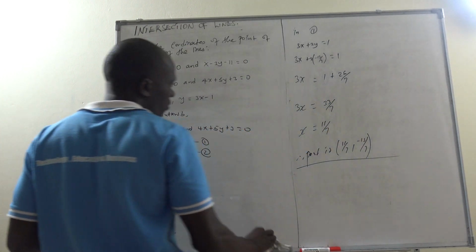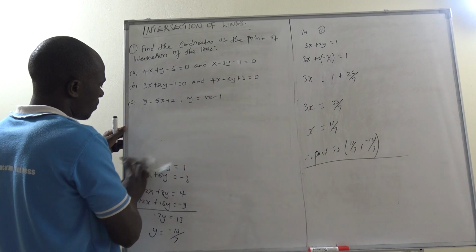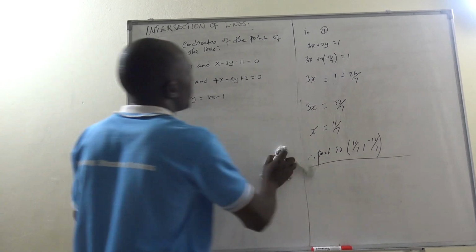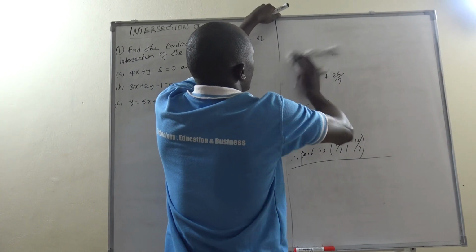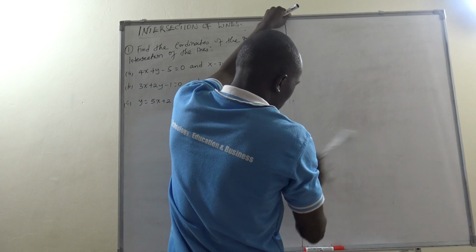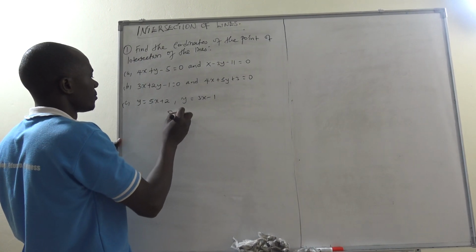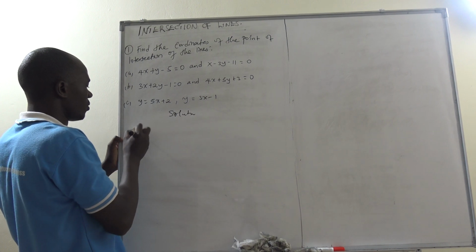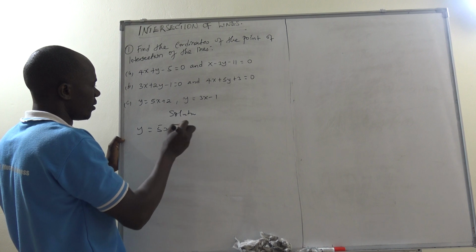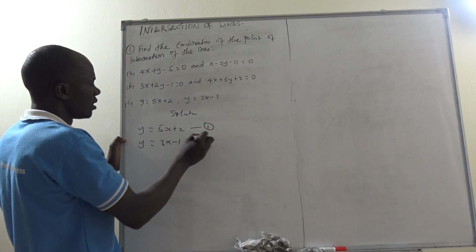So we want also to move to part C, solution for part C. So when those questions come that way, don't fail them. Just know that you are going to get the best through solving for x and y. So we are moving to part C. We are having y equals 5x plus 2, and you can say this is the first equation. Another one is y equals 3x minus 1, second.